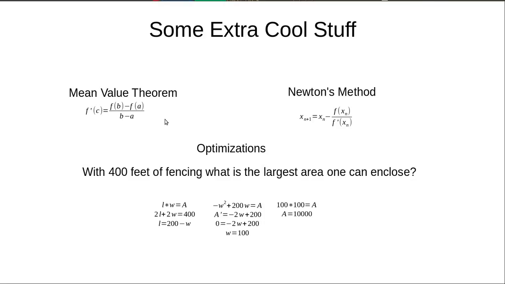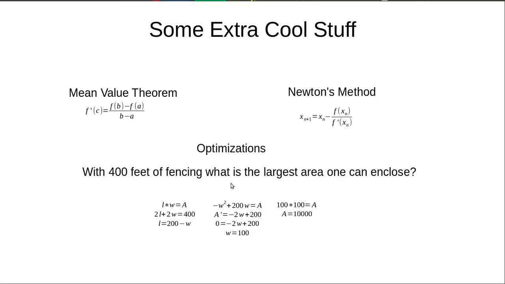Another cool thing that you can do is optimization problems. So let's say you have 400 feet of fencing and you want to find the largest area that you can enclose with this. So we know that area is length times width, and that perimeter is 2 times the length plus 2 times the width. So we can solve for the length, and we can substitute that into our original equation over here.